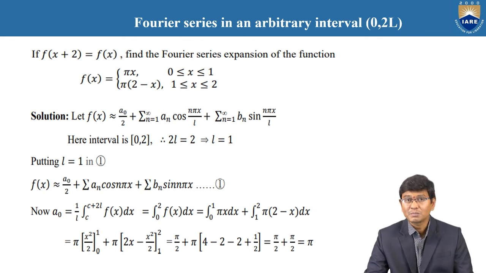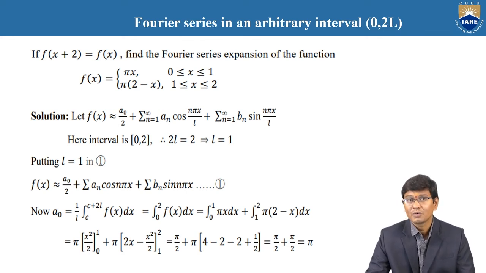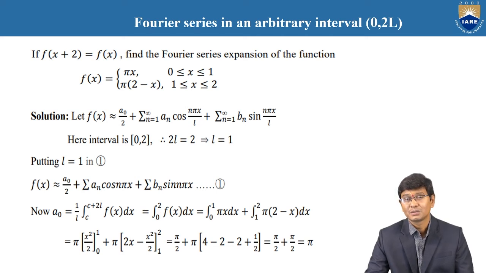And once again, by replacing the upper limit 1 and lower limit 0 in the first part, and in the second part the upper limit 2 and lower limit 1, we get pi by 2 plus pi into, after replacing the upper and lower limits, 4 minus 2 plus 1 by 2 as the value. Therefore, after simplification, the value is pi by 2 plus pi by 2. Together the value is equal to pi.